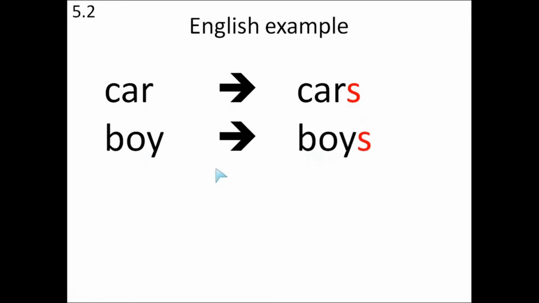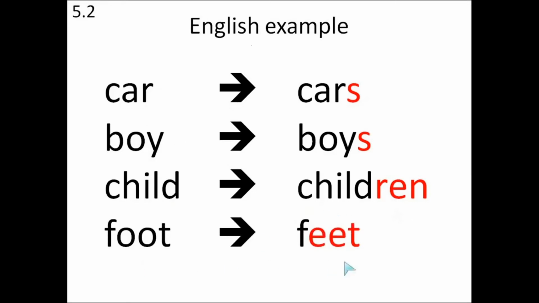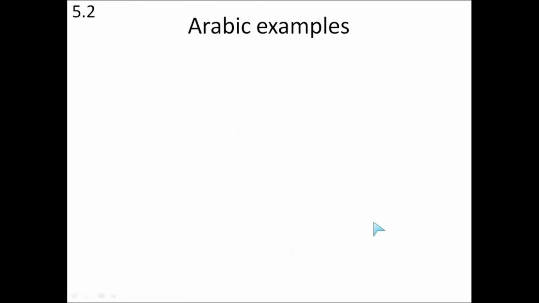These are regular plurals. But if we have the word child, we can't just add the letter S to make the plural. We actually have to add a whole new suffix, R-E-N, children. So sometimes we have plurals that follow simple rules, and sometimes we have plurals that follow complex rules. Another example is foot becomes feet. So the point is that even in English we have regular plurals and we have irregular plurals. So given that background, let's look at the Arabic language.